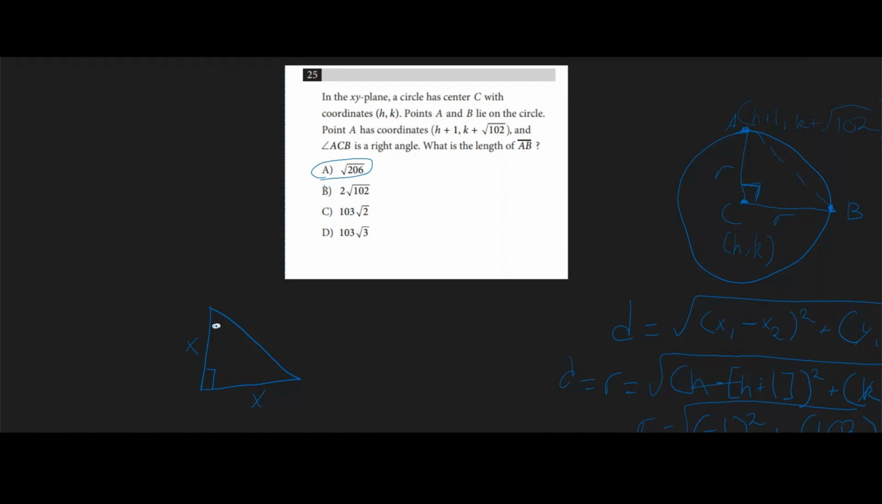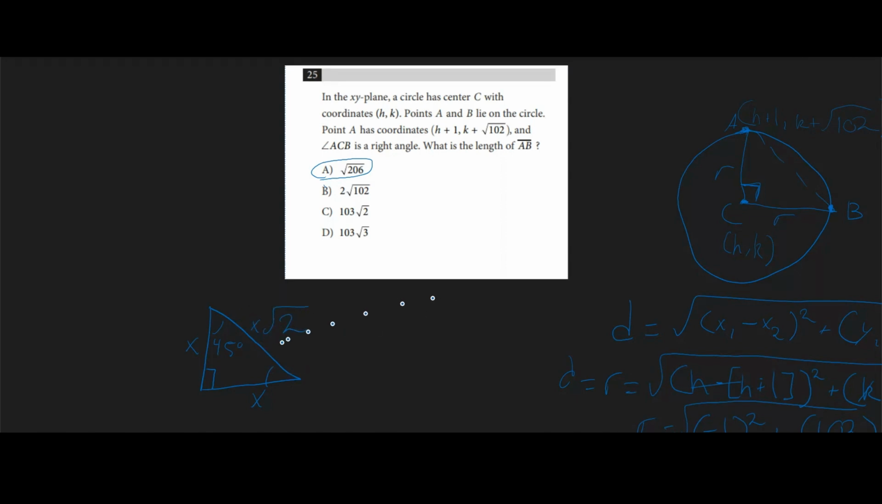This too is a special right triangle. We call this one a 45, 45, 90 triangle. Because if these two side lengths are the same, that means these two angles would have to be the same, and the only possible degrees that they could be would be 45 degrees. So if we know that this is x and this is x, the relationship for this type of special right triangle would be that the hypotenuse is going to be x root 2.